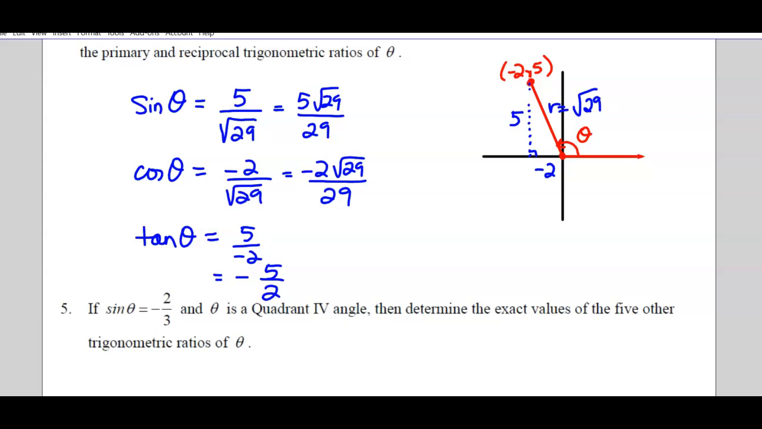So those are the primary. I wrote out these because to get the reciprocal, it's easiest to go from this one first. So I'll just do it. This will be cosecant. So that's going to be root 29 over 5. And this is going to be secant. Negative root 29 over 2. And then cotangent is going to be negative 2 over 5. So just keep the negatives out front. Don't keep them in the denominator, even though that's where they come from, perhaps.